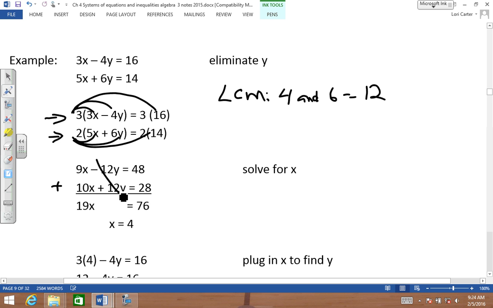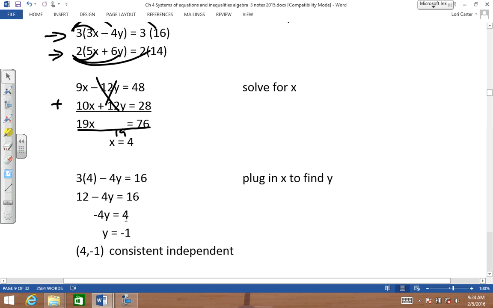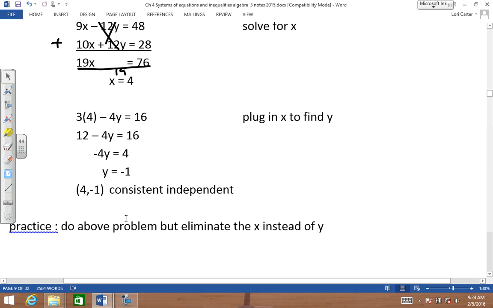Let's add them up. 19x equals 76. What's the question? Everybody good? X equals 4. Plug it into either one of the equations. It does not matter. You get negative 1 for your y. So you have another point, which makes it consistent independent.